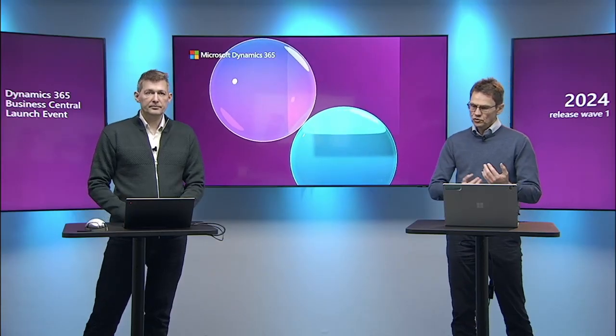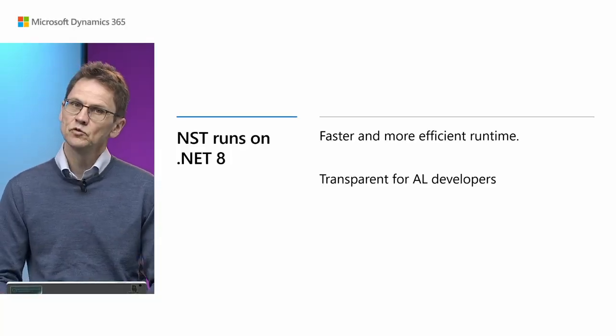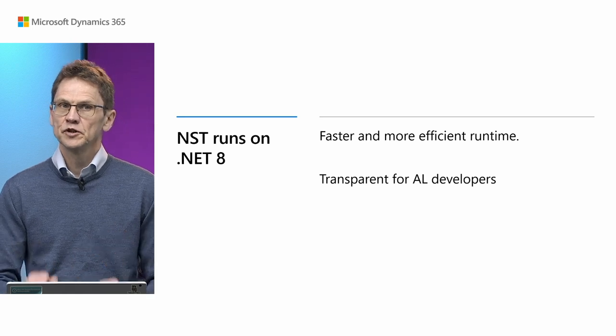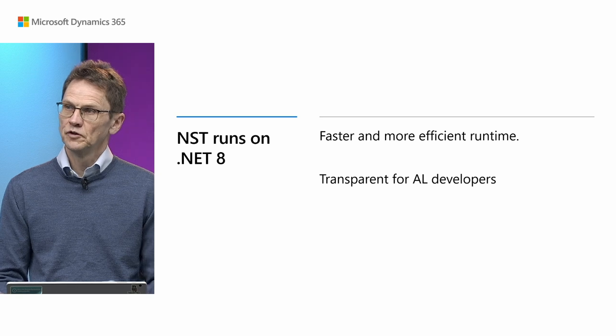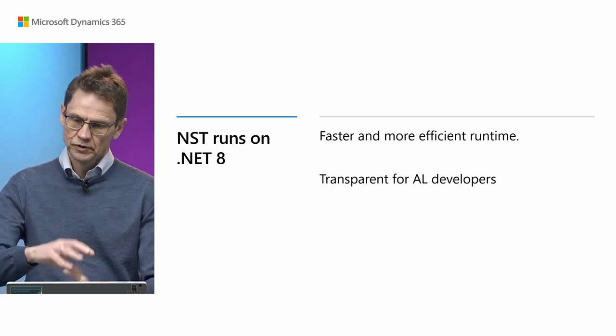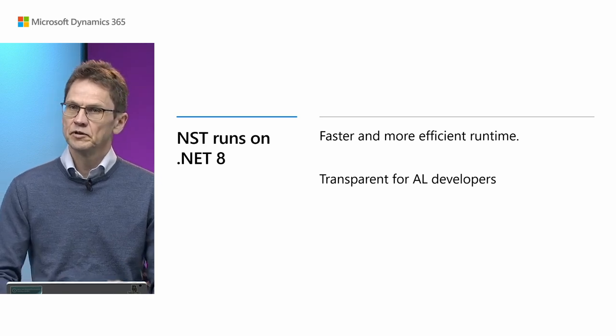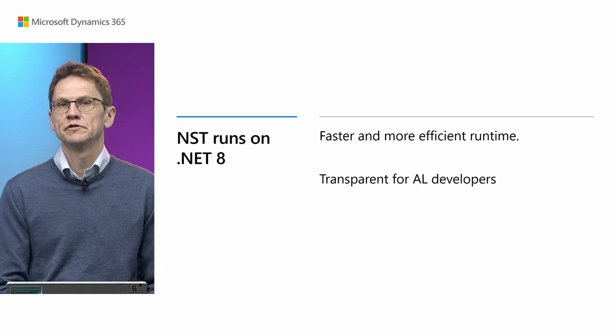All right, now we want to mention another thing which is transparent for AL developers, which is that the server now runs on .NET 8. In the previous release, we moved from .NET Framework to .NET Core, so version 23 was running on .NET 6. But for this release, we have switched to .NET 8, which is a faster and more efficient runtime. And whenever there is evolution in the .NET stack, we benefit from it.